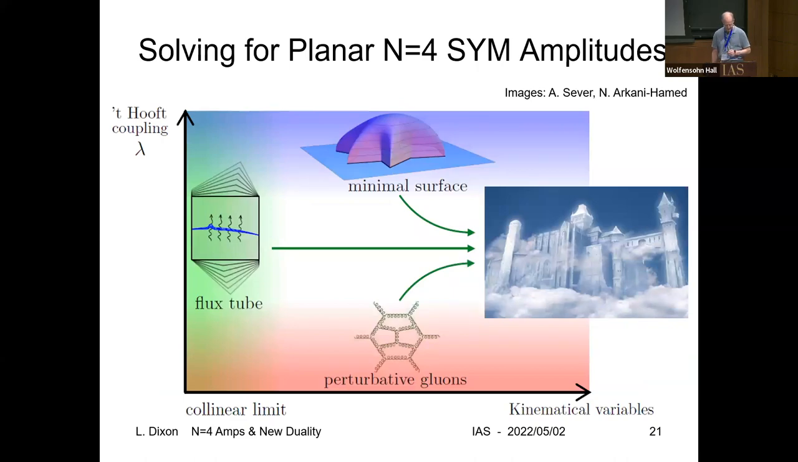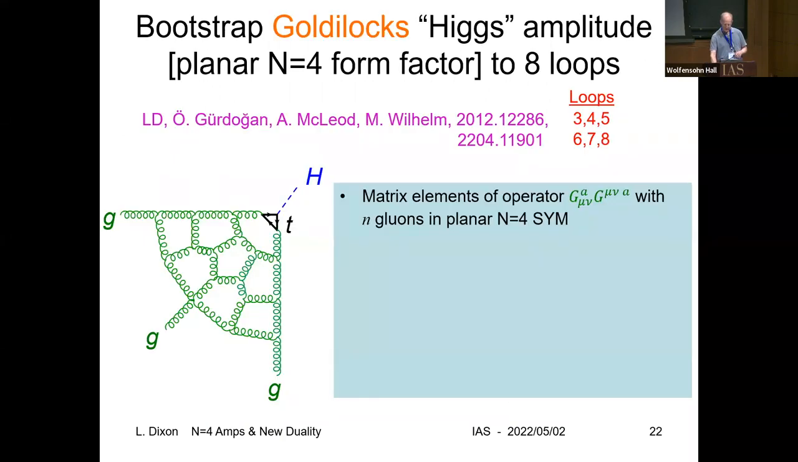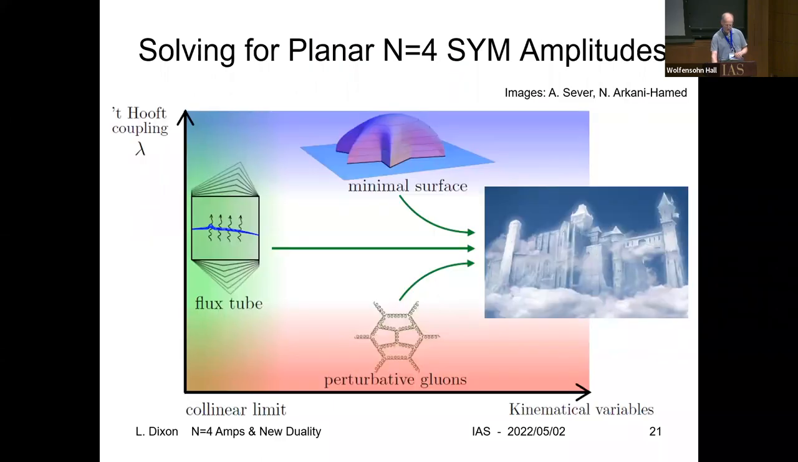And more generally, inspired by Nima, who I think provided this figure. Is that right, Nima? We would like to have as a goal solving for these amplitudes in the large N limit for arbitrary 't Hooft coupling and for arbitrary kinematics. At the moment, we have various lines through this space. We have a line out at infinite coupling where we use this minimal surface description. And we have perturbative lines at each order along here. And then we also have orders in the kinematic variable expansion from a flux tube approach, which I don't have time to say a lot about now. But we would like to go further. But for the moment, we work in perturbation theory.